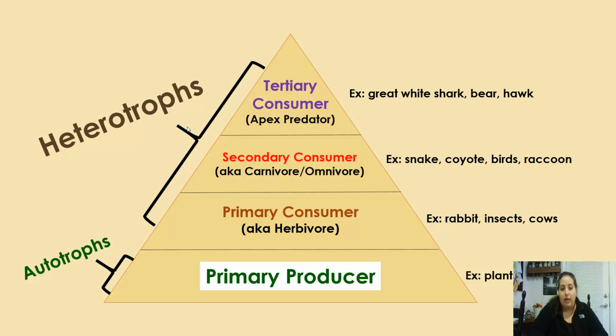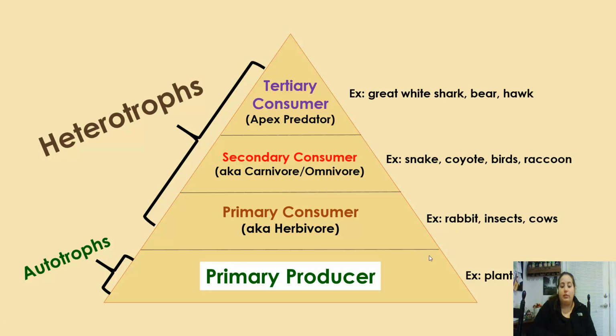I've gone ahead and made our own little example of an energy pyramid here, just to break down all of our terms a little bit more. So at the very bottom you have your primary producer, or your autotroph. This is your plants, your algae, and your moss. Then above that you have your primary consumer, your herbivore. They're going to be eating the primary producer to get their energy. So this is like a rabbit, or an insect, or a cow.